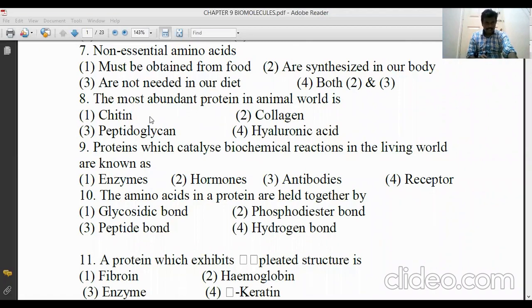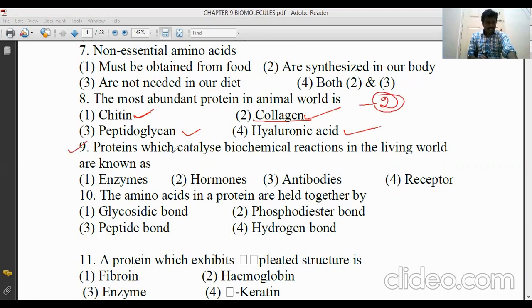The most abundant protein in the animal world: chitin is a polysaccharide. Collagen is a protein. Peptidoglycan is a polysaccharide. Hyaluronic acid is a polysaccharide. So among these four options, collagen is the most abundant protein in the animal world. So for the eighth question, the correct option is 2.